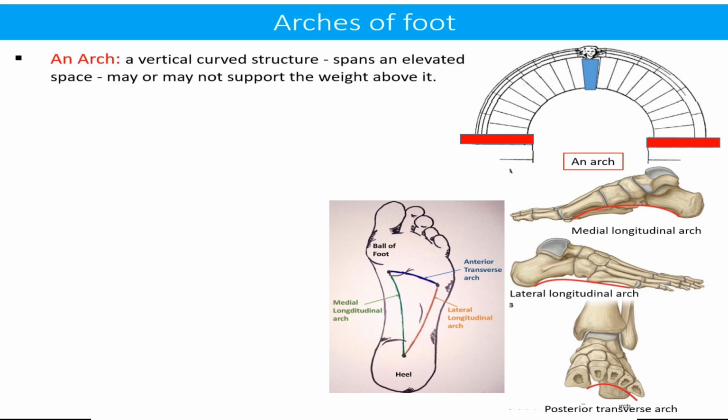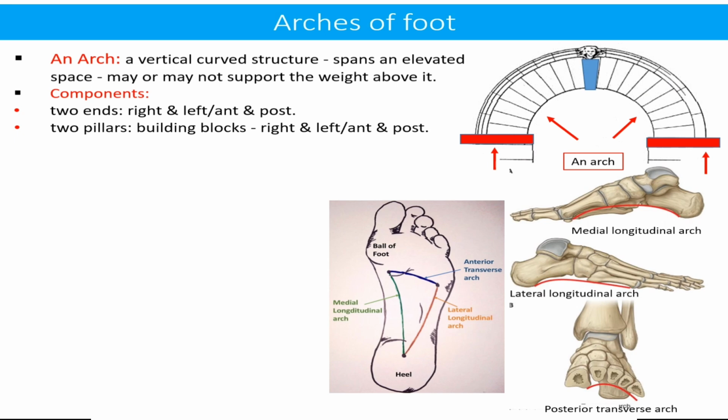An arch is a vertical curved structure which spans an elevated space and may or may not support the weight above it. It has got two ends, right and left, or anterior and posterior. Two pillars which are formed by wedge-shaped building blocks, right and left or anterior and posterior, and one summit which is formed by more wedged central building blocks.